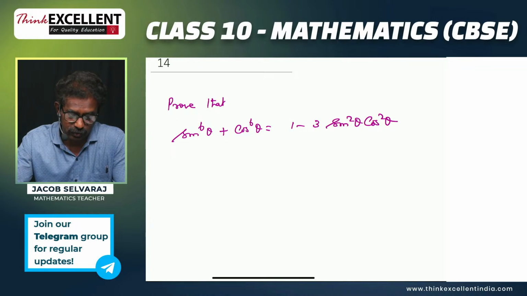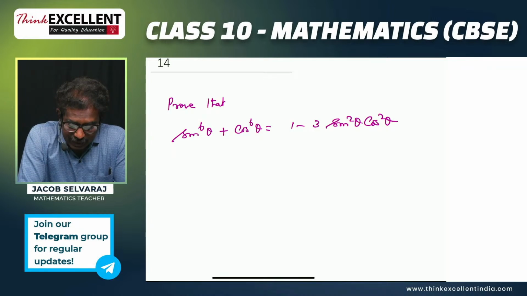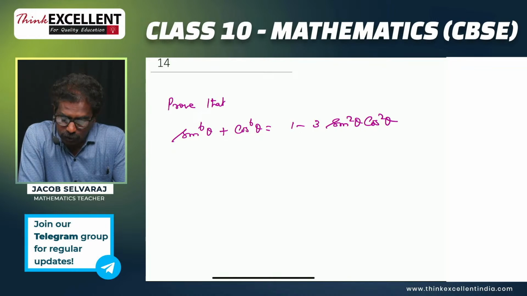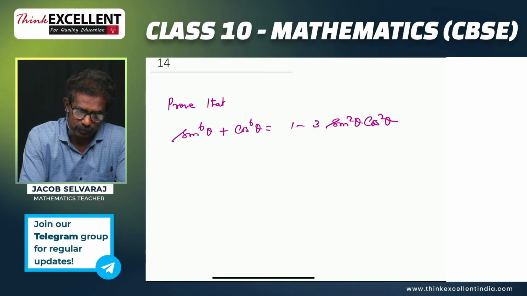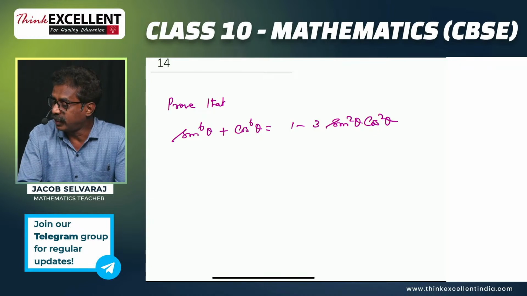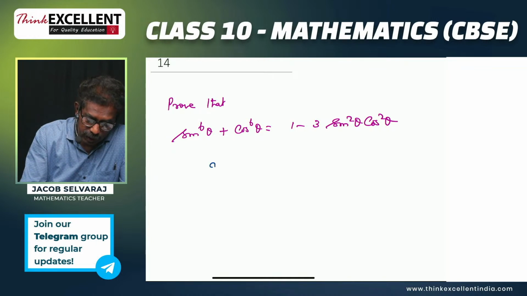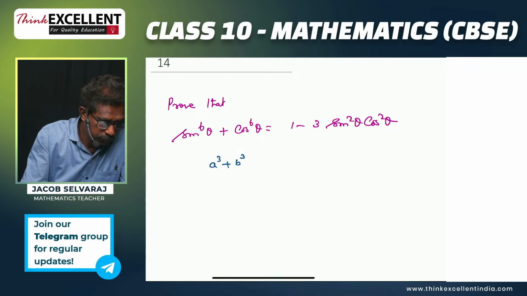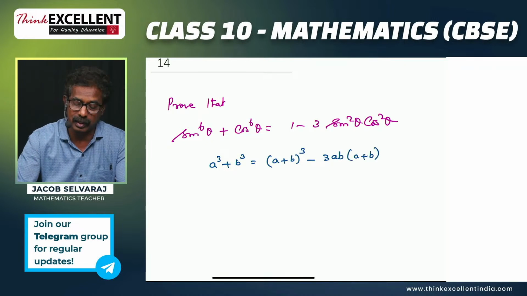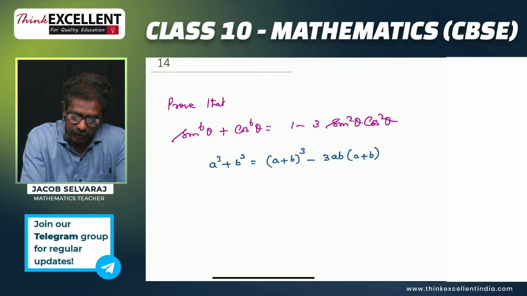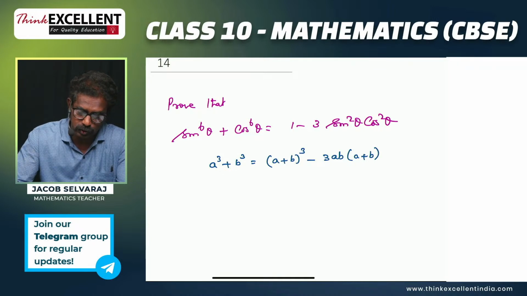Okay, this is another very good question. Prove that sin power 6 theta plus cos power 6 theta equal to 1 minus 3 sin square theta cos square theta. For this sum, we have to use the identity, right? Which identity? Alpha cube plus beta cube is equal to alpha plus beta the whole cube minus 3 alpha beta into alpha plus beta. You would have studied already, right? There are different forms. Another identity is also there. Here we use this one because it looks similar to this, right?